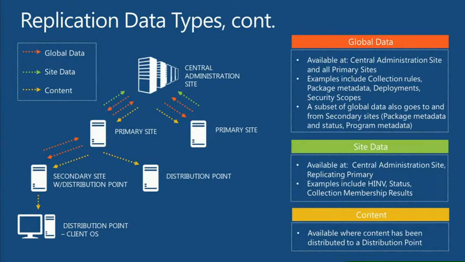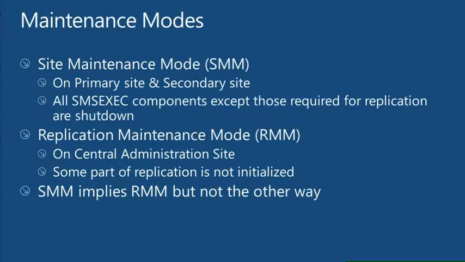And then the yellow lines or yellow arrows are your content. So once you've created a package, whether it's an image, whether it's a software update, an application, or a normal package, that content moves between site servers through file-based replication, the same replication you've been using for years. And that's also from site server out to the distribution point itself. So hopefully that helps clarify a little bit more on the different types of replication.